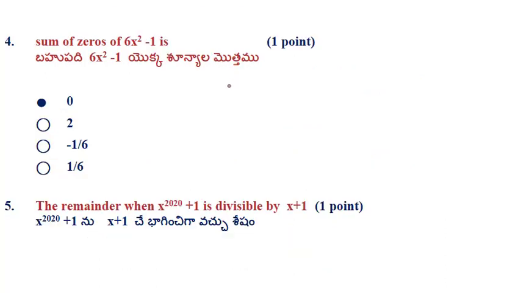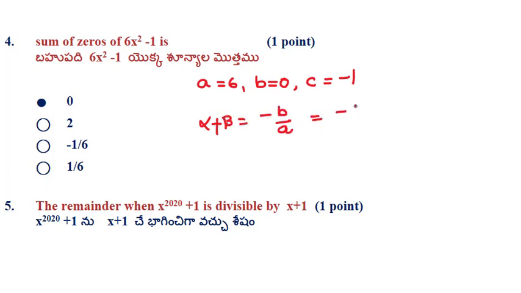Next problem. Sum of zeros of 6x square minus 1. If we compare with ax square plus bx plus c, a equals 6 and there is no x coefficient, so b equals 0 and c equals minus 1. And sum of zeros, we know the formula, minus b by a, that means minus 0 by 6, that means 0 by 6, that equals 0. The sum of zeros of 6x square minus 1 is 0.